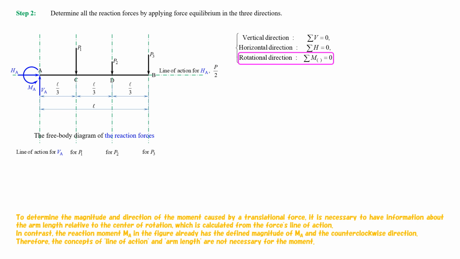To determine the magnitude and direction of the moment caused by a translational force, it is necessary to have information about the arm length relative to the center of rotation, which is calculated from the force's line of action. In contrast, the reaction moment MA in the figure already has the defined magnitude of MA and the counterclockwise direction. Therefore, the concepts of line of action and arm length are not necessary for the moment.